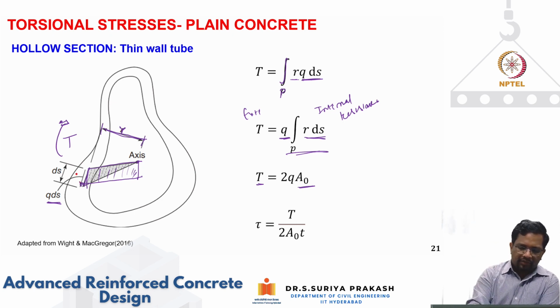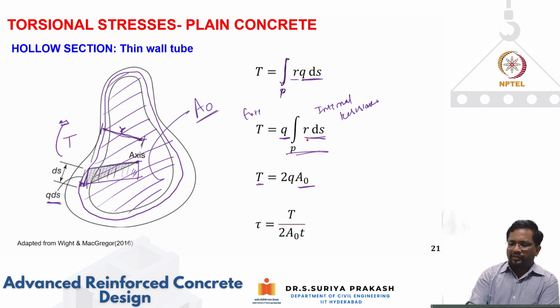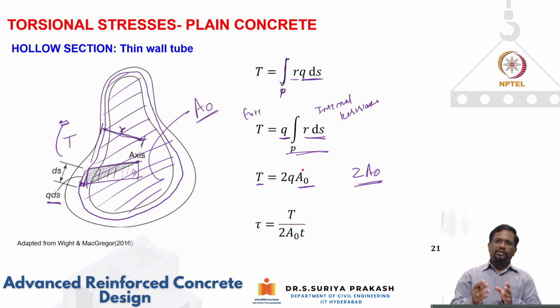Or in other words, if I draw a center line like this, whatever area is embedded within that is nothing but your A naught. This is your A naught. So when you do this integration, this r ds over the perimeter will work out to be 2 times A naught. So the externally applied torque should be equal to 2 times the shear flow multiplied by the area within the center line of the tube.